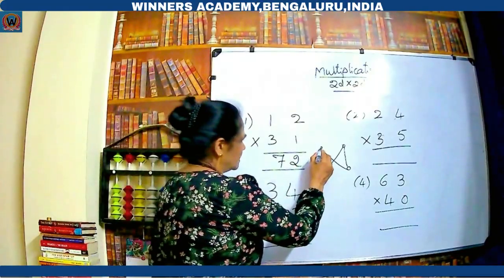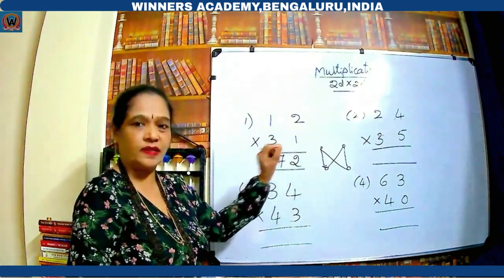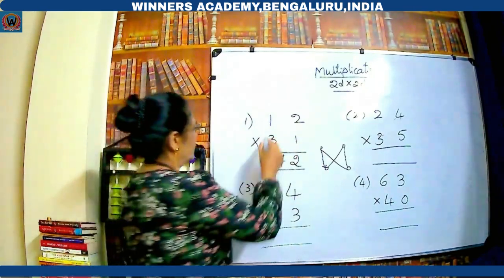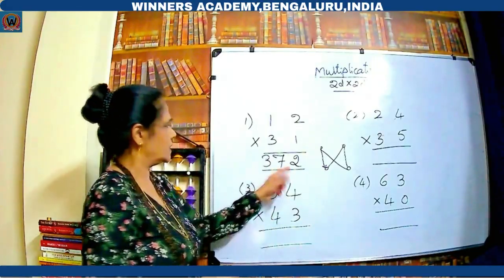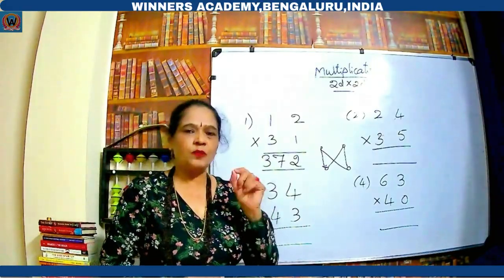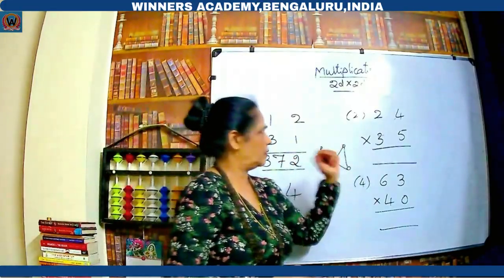Then what is the third step? Multiply tens and tens. These two. 3 into 1 is 3. So 372 is the answer. In one step we are able to write the answer. See for the second one.